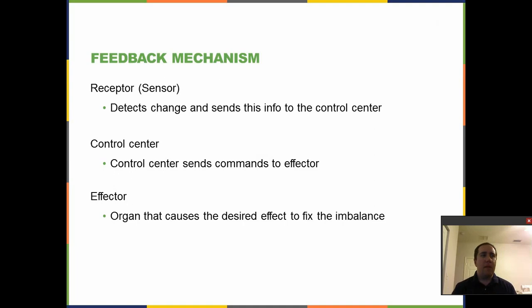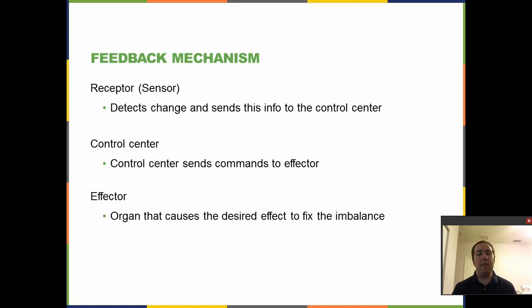A receptor is dumb. It doesn't know why it's doing what it's doing, and it can't interpret what it measures. All it does is measure something and send that signal to something that's smarter than it. That smarter thing is the control center, which in us is our brain or our spinal cord. It interprets the signal coming from the receptor and decides what, if anything, needs to be done. If something needs to be done, it sends a signal to the effector.